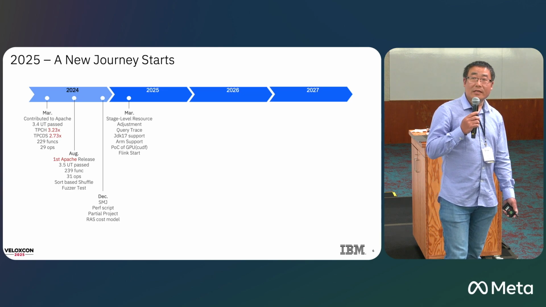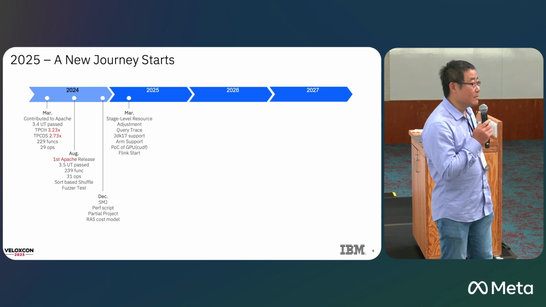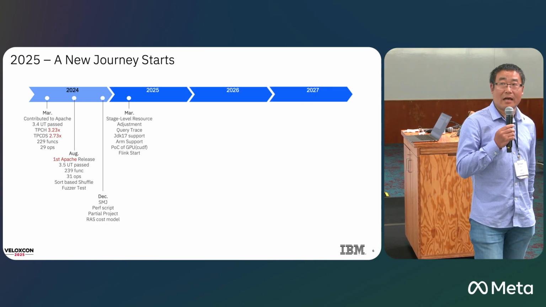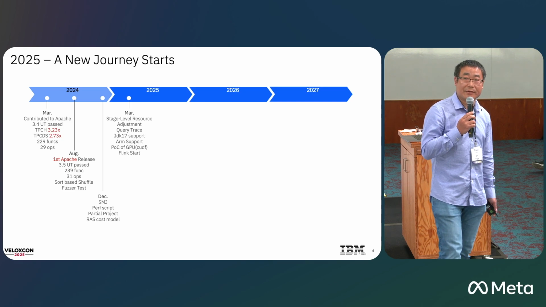And later, we implemented SMJ support. Before that, we only supported hash-based join. For the sort merge join, we offloaded to vanilla Spark, but later we implemented that. We also uploaded the perf script.